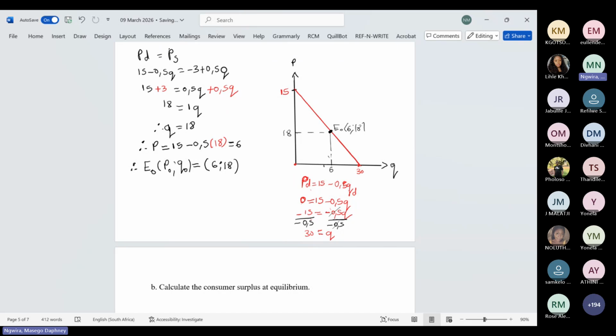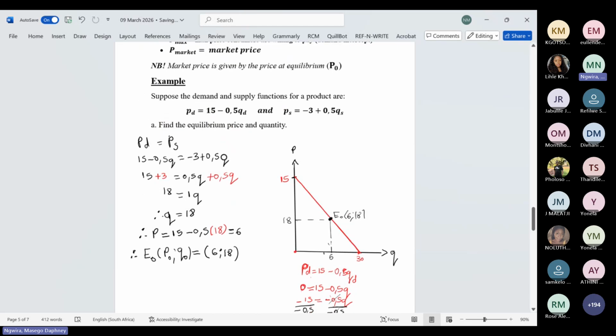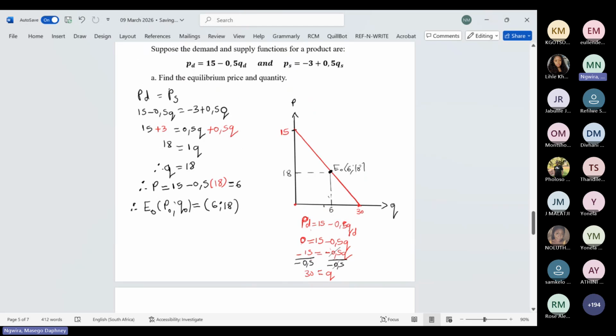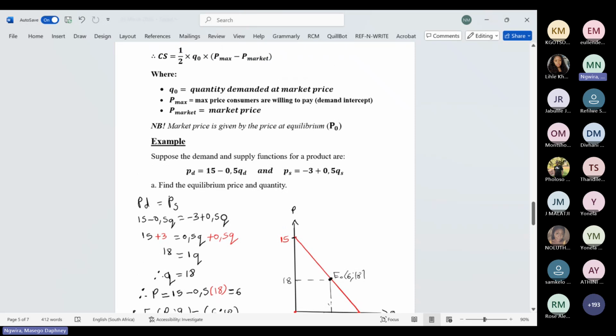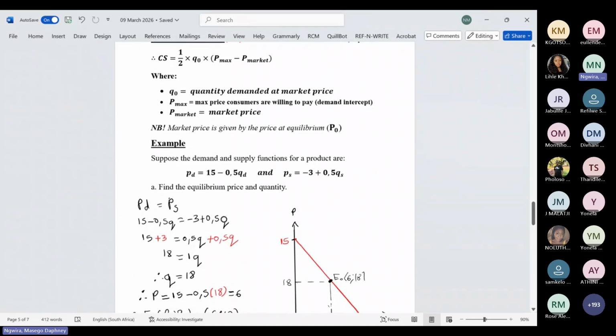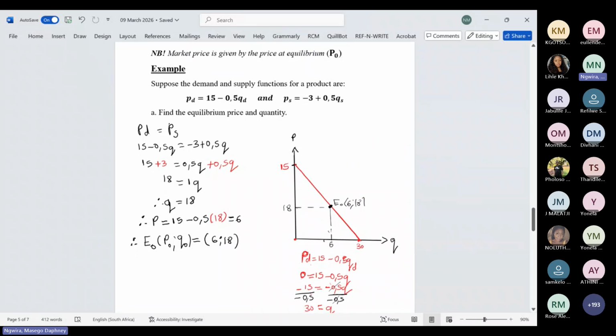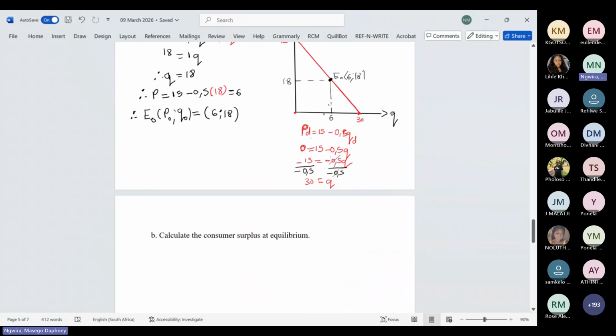calculate the consumer surplus. In your exam, it's an open book, multiple choice. You can use this formula to calculate the consumer surplus. I don't know if this is in your assignment, but yes. Our market price is 6. And our quantity demanded at market price is 18. Q naught is 18. So now let's calculate the consumer surplus.